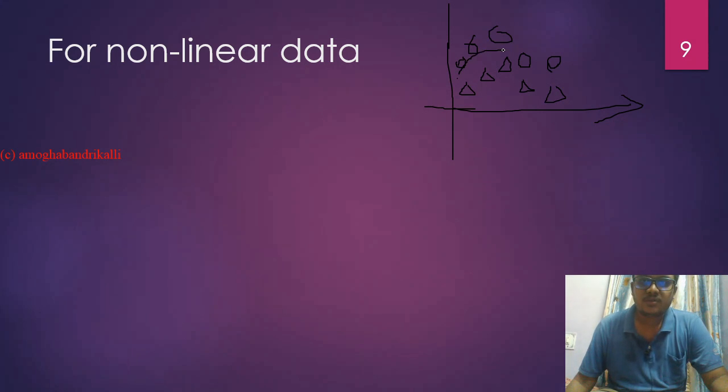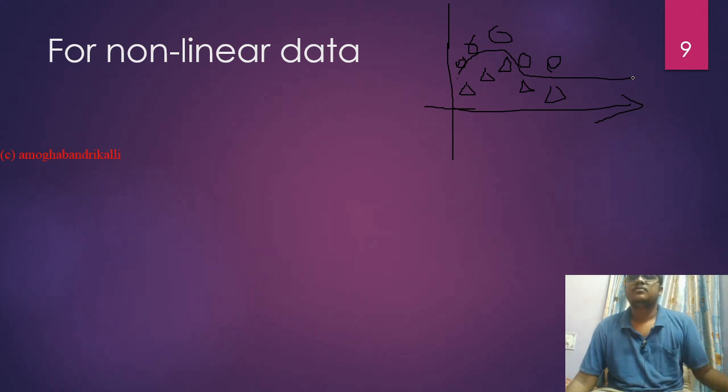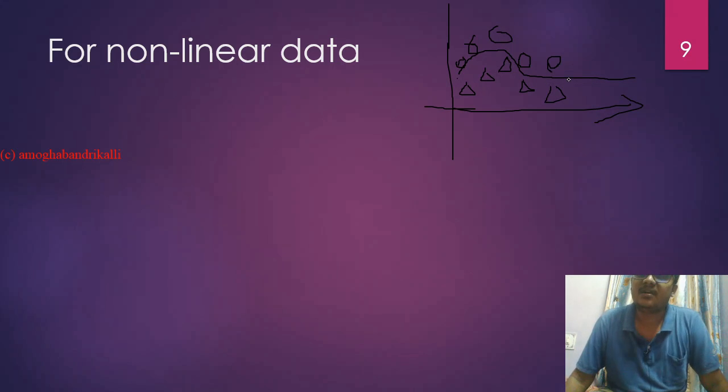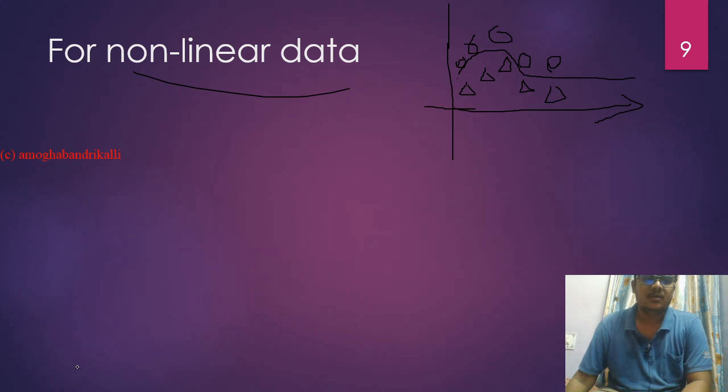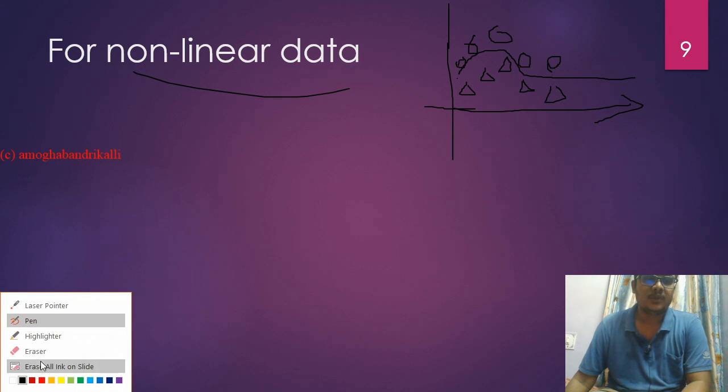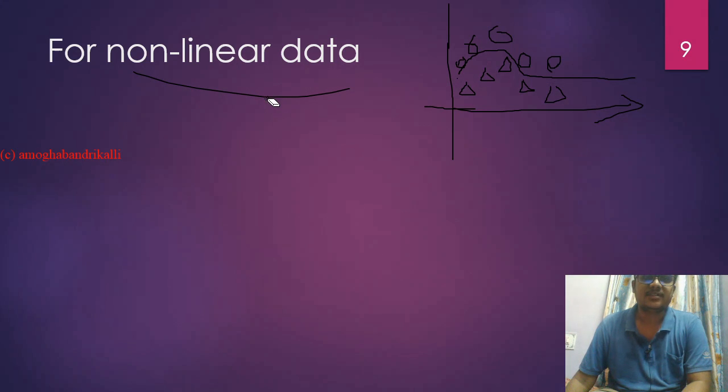the line should not be straight. It can be a curve as well. So this is called a polynomial. What is this? Linear regression. So you are having multiple values in linear regression.